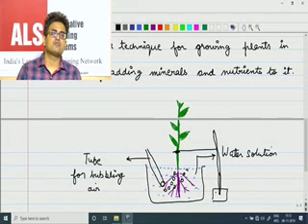Can you name me some fruits and vegetables where this technique is being used? Edible fruits and vegetables that you are eating that are grown with the help of hydroponics. Do you know any fruits or vegetables? Okay. How many people know salad or lettuce leaves?